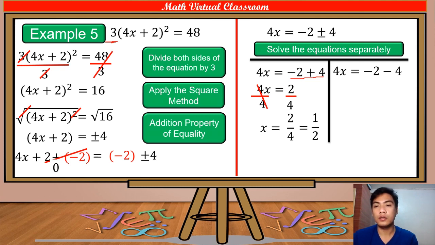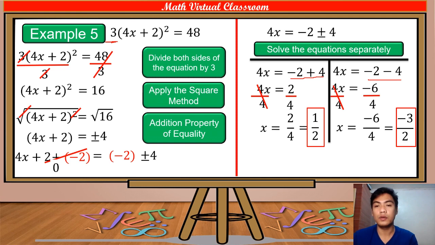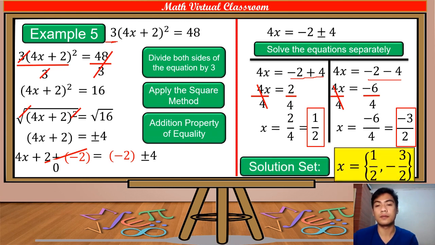The other equation will be negative 2 minus 4, and that is negative 6. So the equation is 4x equals negative 6. We divide both sides by 4. So this will be 1. 1 times x is x. Negative 6 over 4, rewritten in its simplest form, would be negative 3 over 2. So that would be our solution set. So the solution set again is x equals 1/2 and negative 3 over 2.